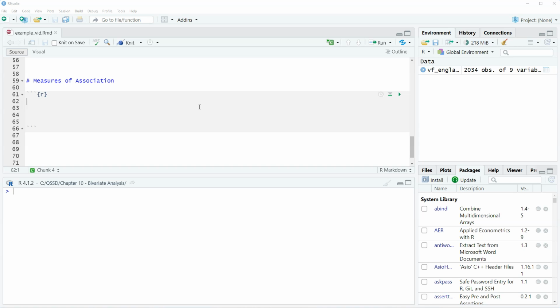So in this video, what we're going to do is look at measures of association in R. Measures of association explains itself, right? It's a measure of the strength of the relationship between two variables. And depending, it can also give us the direction. So it can give us the strength and the direction of a relationship.